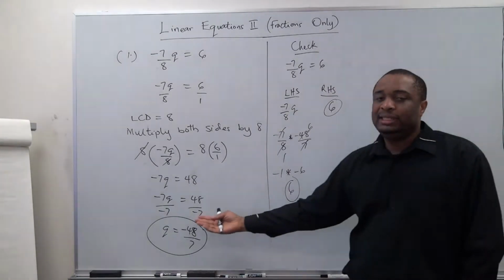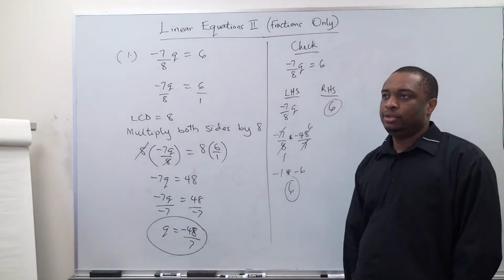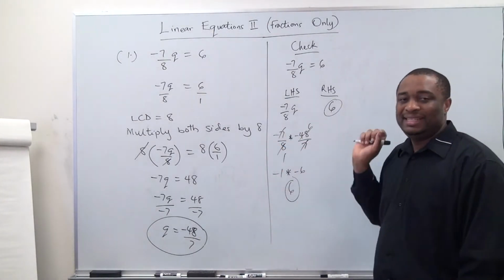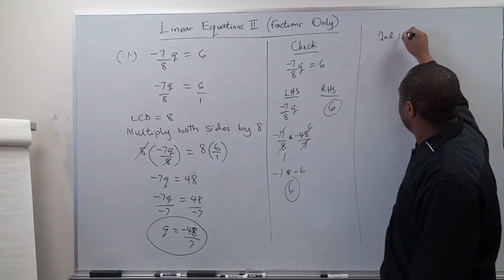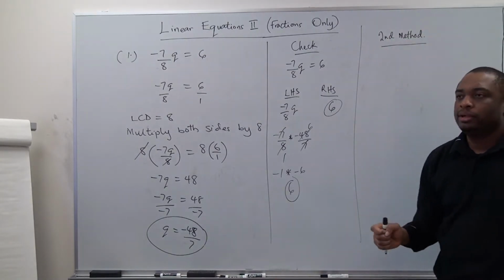You have it that way. Now, if you want to convert this to a mixed number, that's up to you. But I would say leave it this way, so you can easily check it. Now, that is one way. The second method, or the second way, is you can use the cross product, cross multiply.